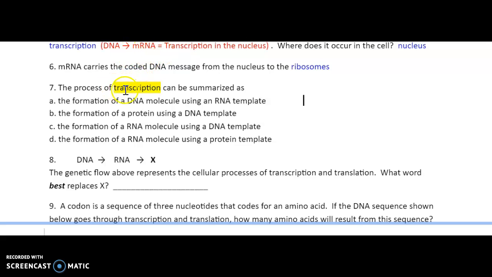We're making mRNA. Transcription's making RNA, so it's the formation of RNA. So these two both start out correct. The formation of RNA. On transcription, we're making that mRNA from our DNA template. So the formation of an RNA molecule using a DNA template would be our correct answer. This one said using a protein template. No, we're using the RNA to make the protein, not the other way around. So C would be our correct answer. Transcription is the formation of an RNA molecule using a DNA template.